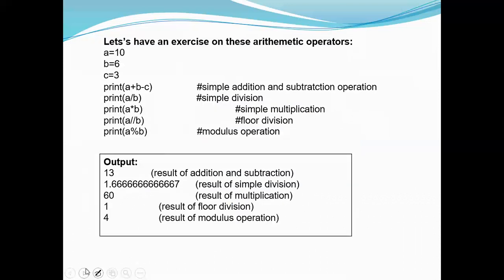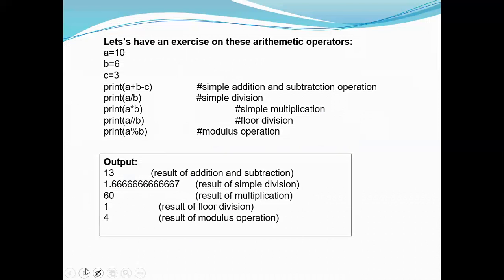So, a small exercise on those operators. I have a equal to 10, b equal to 6, c equal to 3. If I do print of a plus b minus c, a plus b will give me 10 plus 6, 16, minus c, which is 3, will give me 13. So the result will be 13.